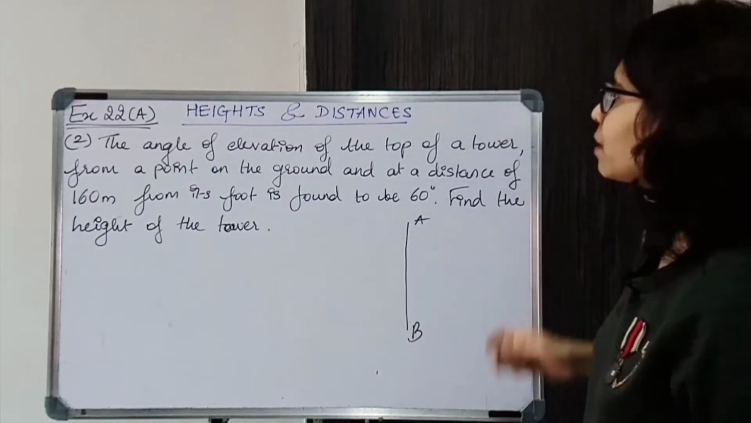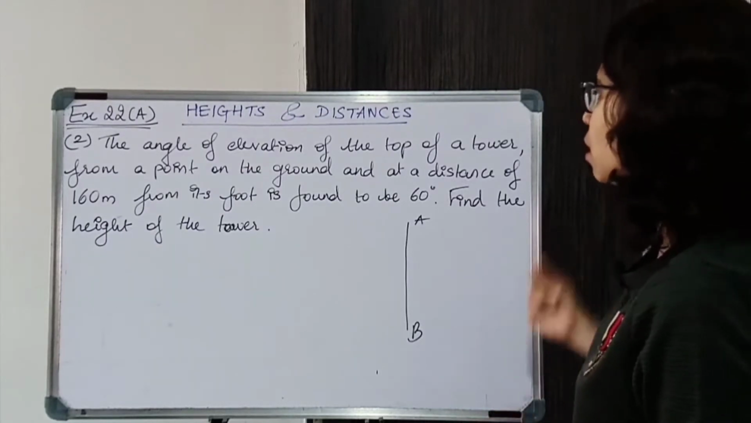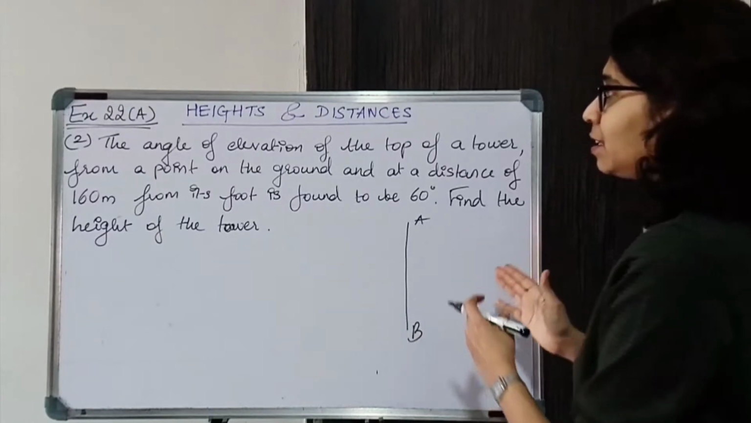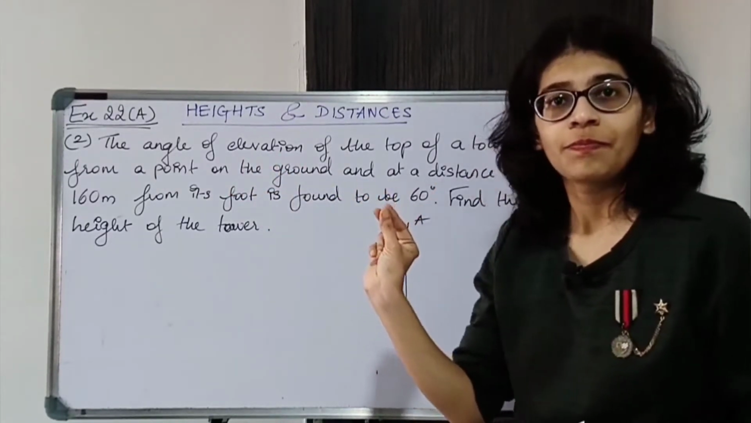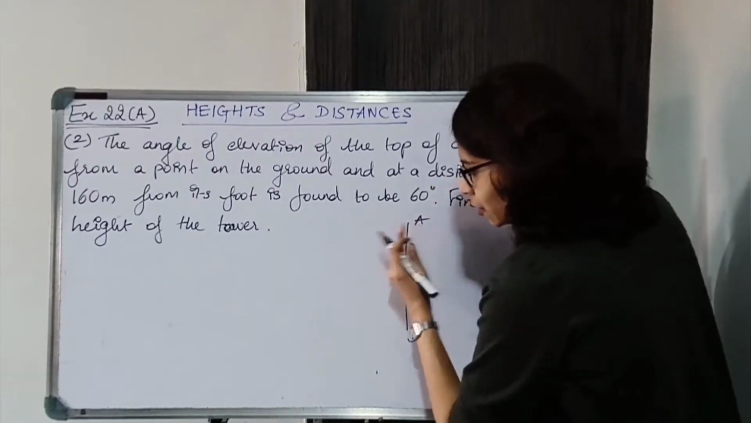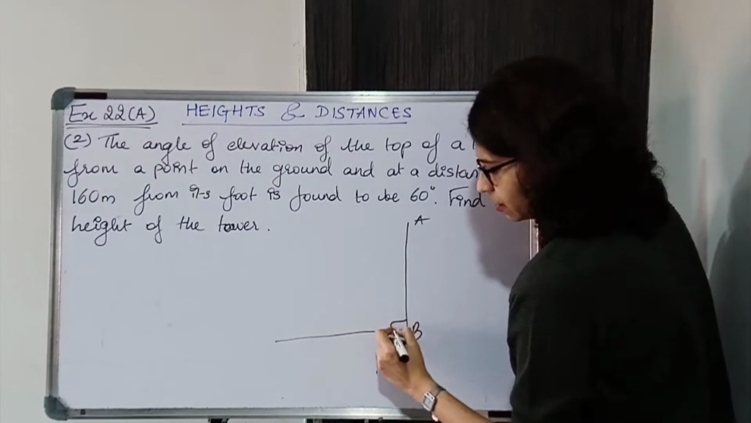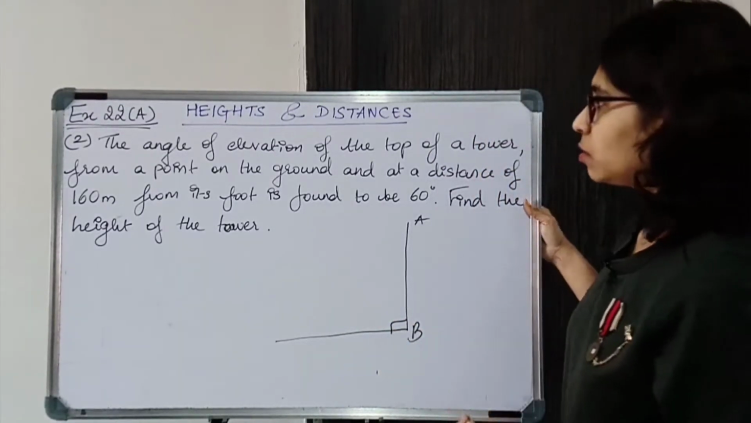Now, the angle of elevation of the top of a tower from a point on the ground and at a distance of 160 meters from its foot is found to be 60 degrees. So, angle of elevation is given as 60 degrees. Now, this tower is perpendicular to the ground. This is the ground and this is the tower. It is perpendicular. There is a point on the ground.